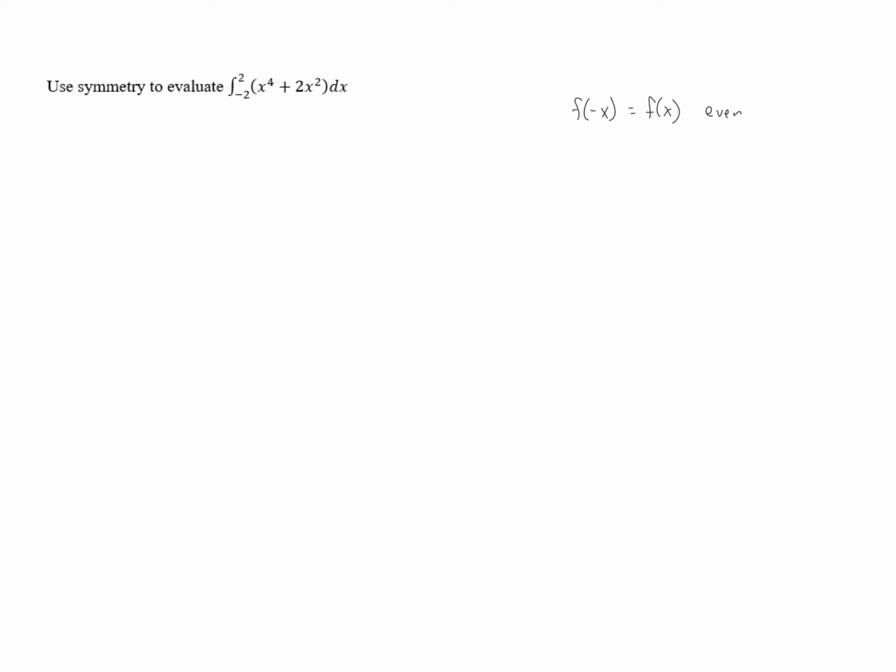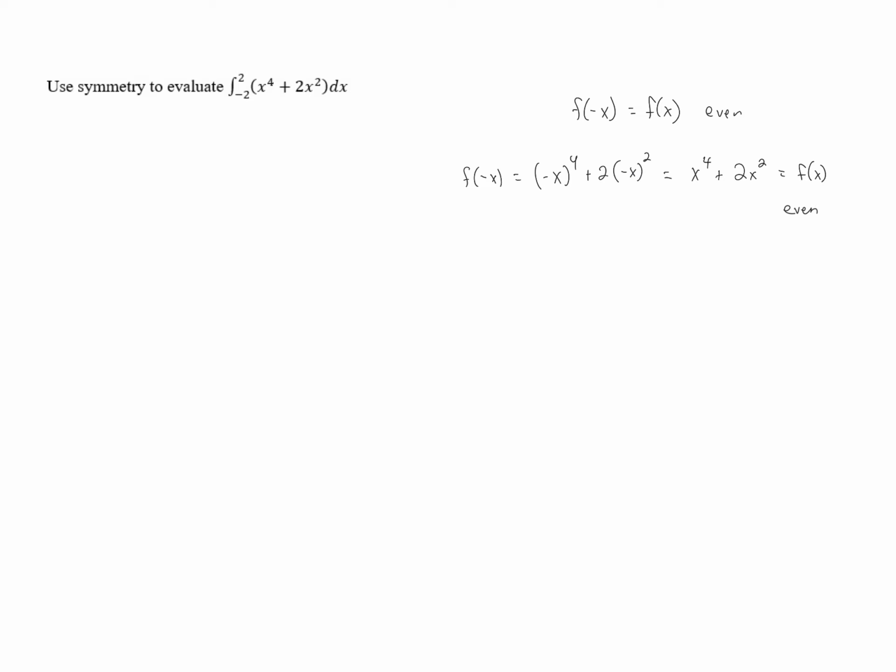So let's try that. In this case, f of the opposite of x is going to be the opposite of x to the fourth plus 2 times the opposite of x squared. And we know that when we raise a negative to the fourth power, that becomes positive. So that's going to be x to the fourth, and then plus, also, the next term is going to be positive, right? The negatives cancel there. And this is equal to our original function. So because f of negative x is the same as f of x, we know that it's even.